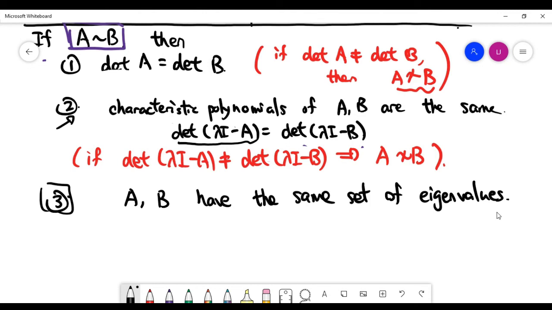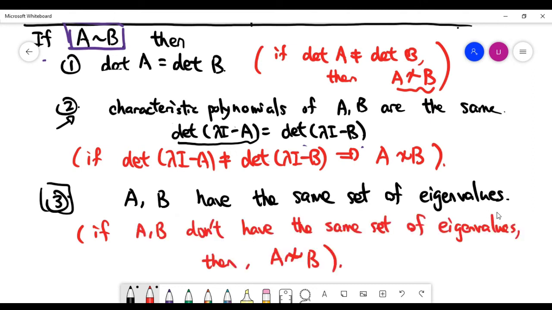And once again, if our two matrices have the same set of eigenvalues, it does not automatically imply they are similar. It doesn't, but we can only say that when they don't have the same set of eigenvalues, they cannot be similar to each other. So it means what? It means these three properties actually are quite helpful to prove in certain cases which are slightly more obvious that two matrices are not similar to each other. So let's look at some exercises.